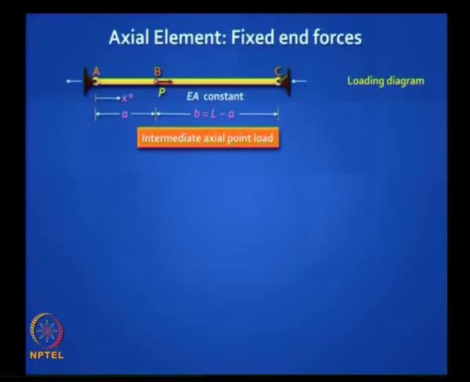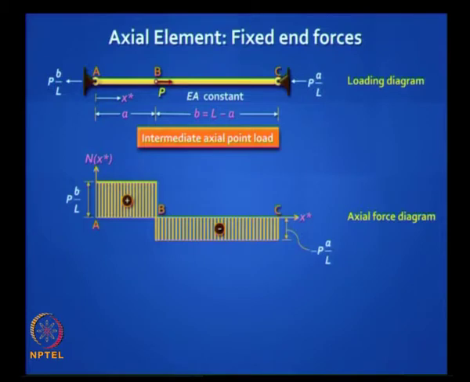I will leave the proof to you. You guessed it correct, Pb by L and Pa by L. And if you want to plot the axial force distribution, as one of you rightly said, AB will go into tension, which I show positive, and BC will go into compression. So this is what we call an axial force diagram. And if you want to plot the displacements, how will it look? Perfect, you get a triangle and you can prove it.